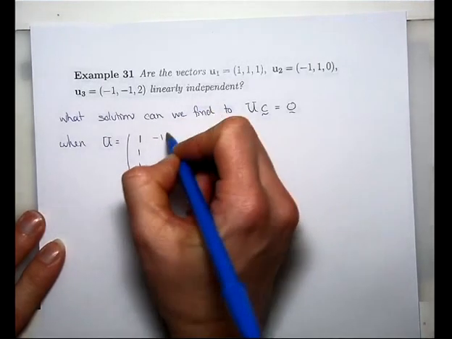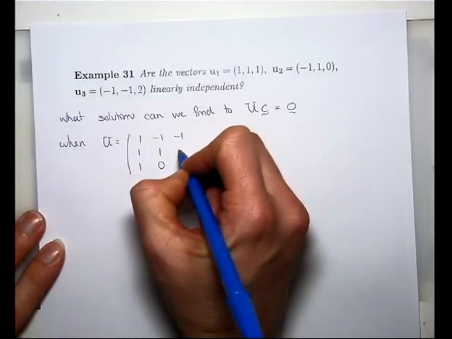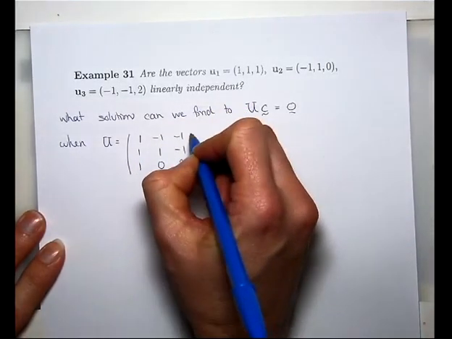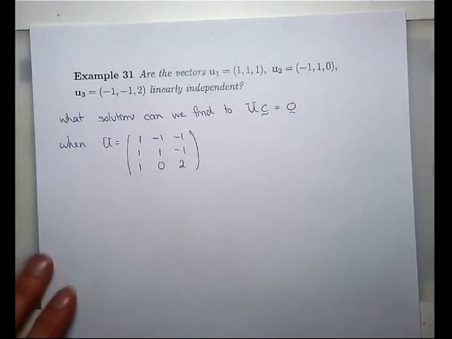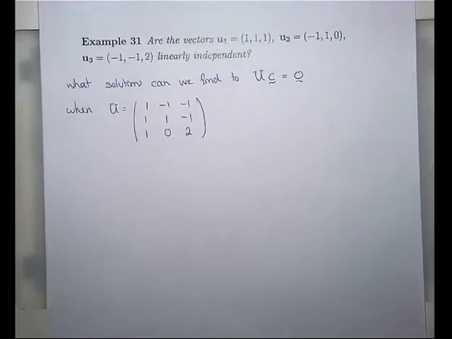1, 1, 1, 0, minus 1, minus 1, 2. Okay, so what solutions can we find for those C's where U, this big fat matrix, is made up of column vectors of the vectors that we're interested in? Now this is a square one, so we're in this case here.